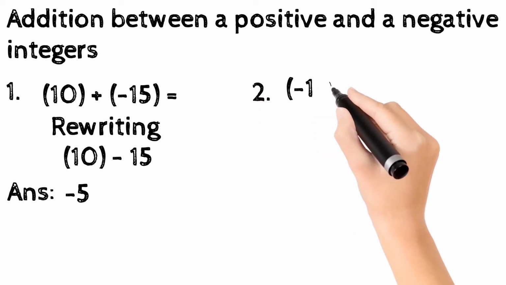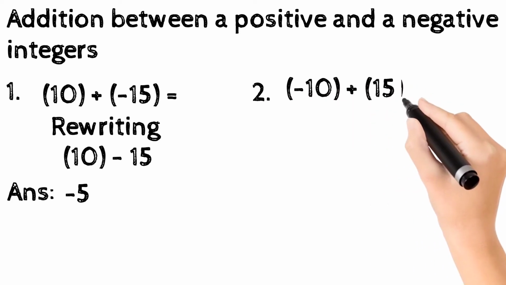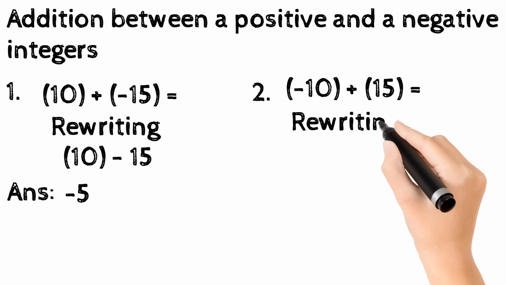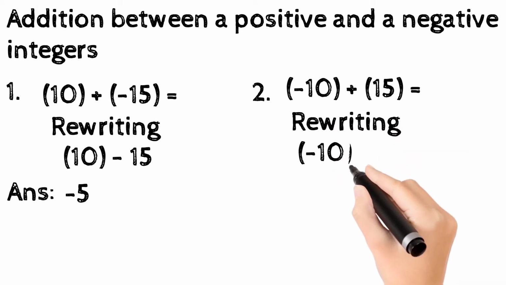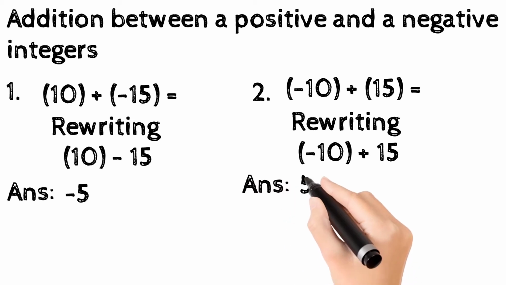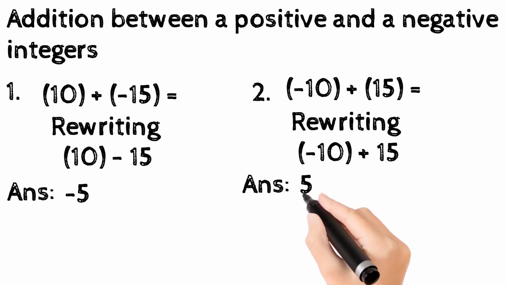Second example, -10 plus in a bracket 15. Let's rewrite it. -10 plus 15, which gives you plus minus, minus 5. And here, the 15 is the biggest number, so the plus sign will be taken, so the answer will be positive 5.